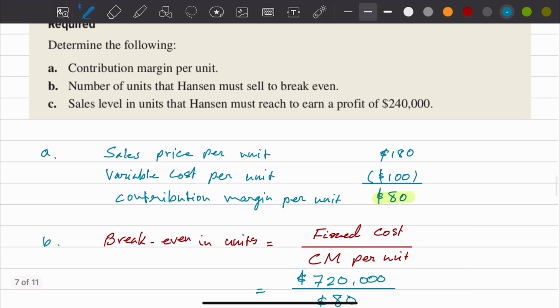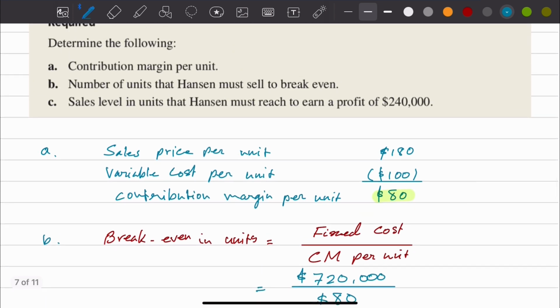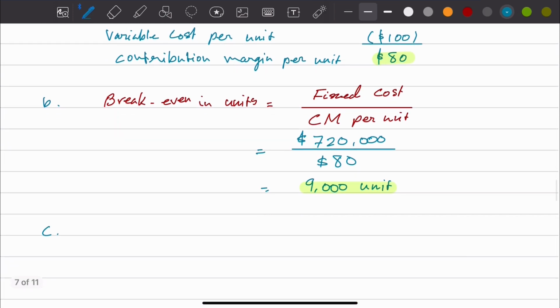Let's go to the last part C. It says sales level in units that Hansen must reach to earn a profit of $240,000. Okay, so now they want us to figure out the level of sales that the company needs to achieve in order to target a profit or achieve a profit of $240,000. So we're going to use a similar formula. However, this time, well, basically it's the same formula, but I'll show you in a second.